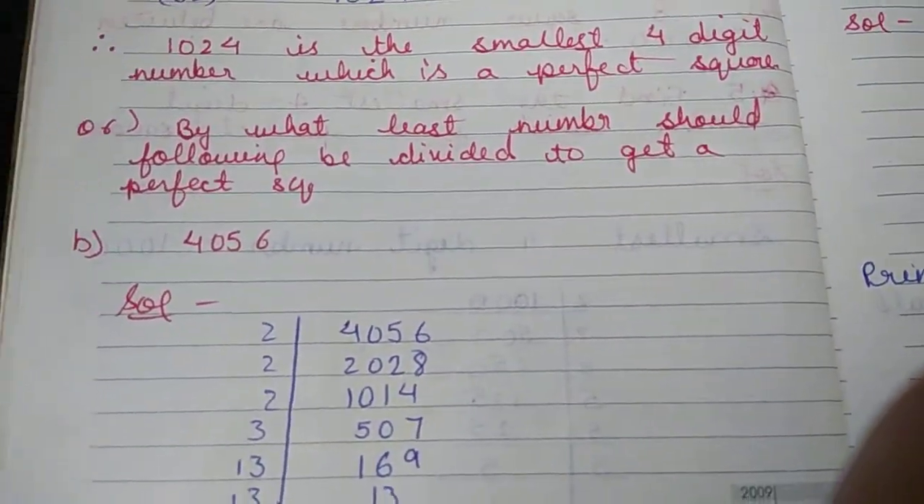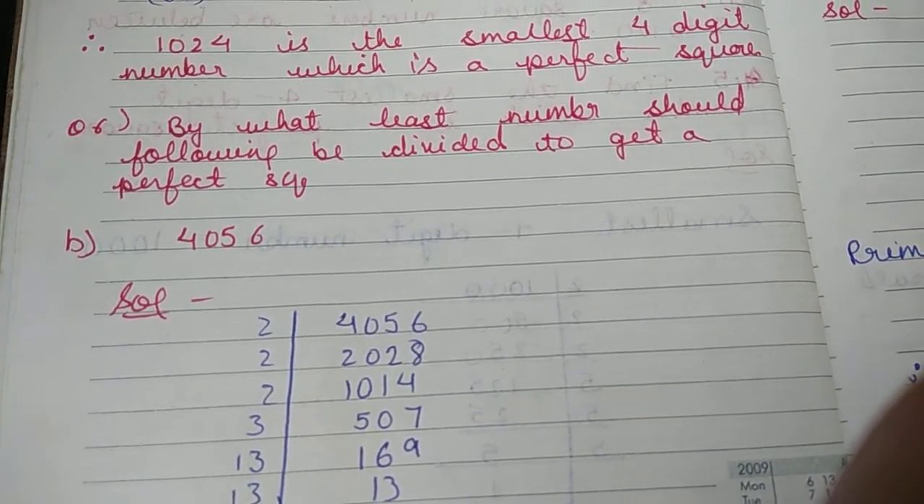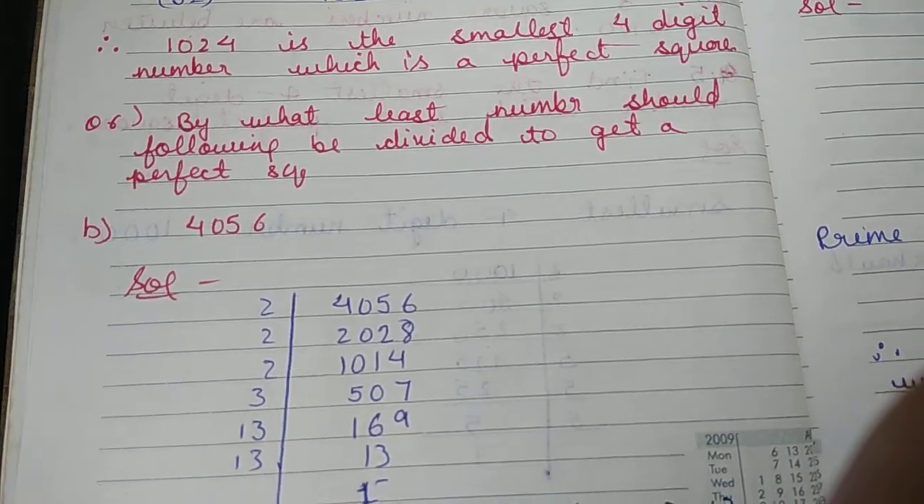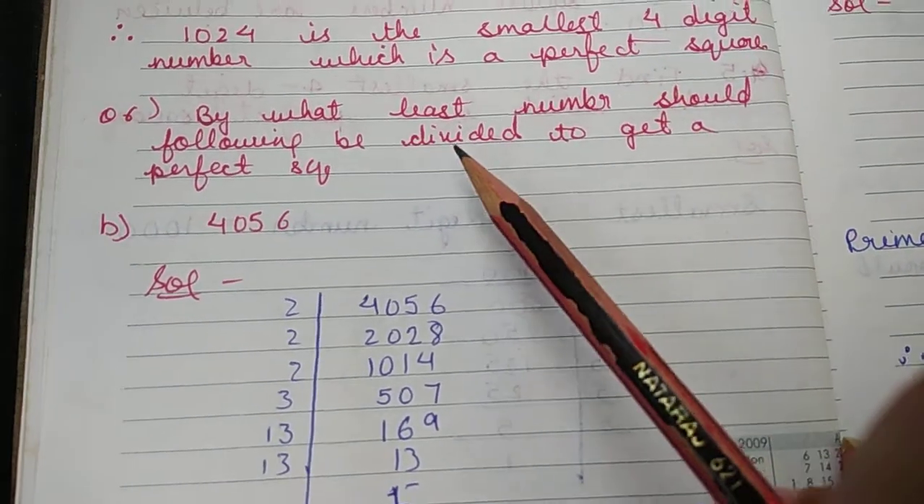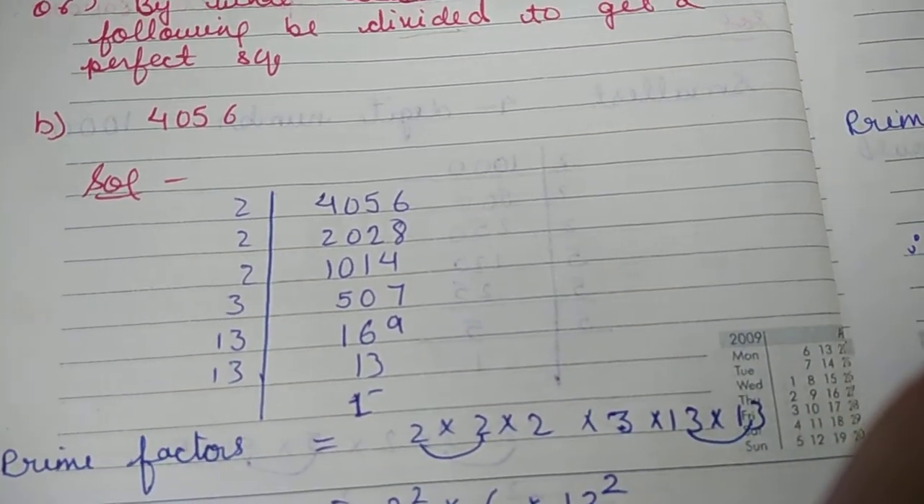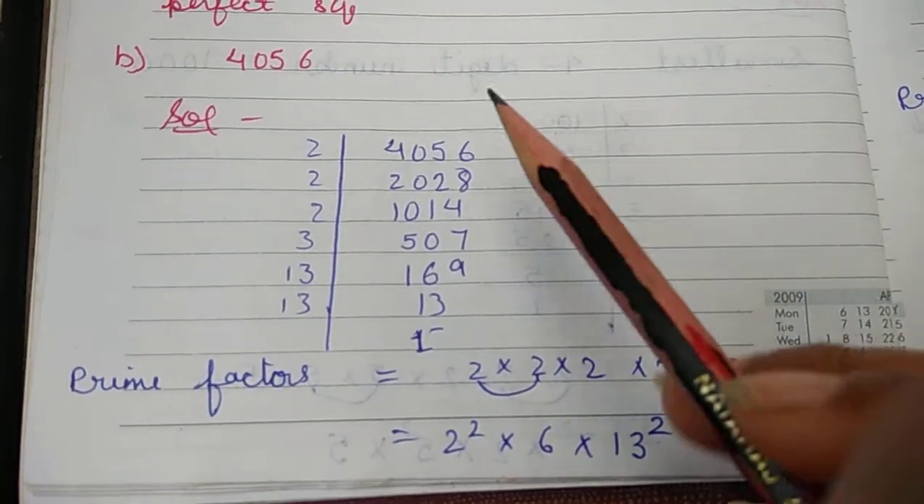Moving on to the next question. By what least number should the following be divided to get a perfect square? Okay, so these types of questions where numbers should be divided or multiplied are very easy. All you have to do is find prime factors. So the first part is 4056.